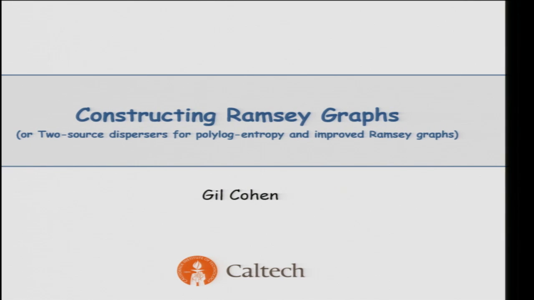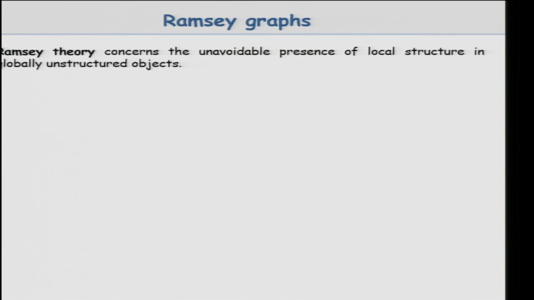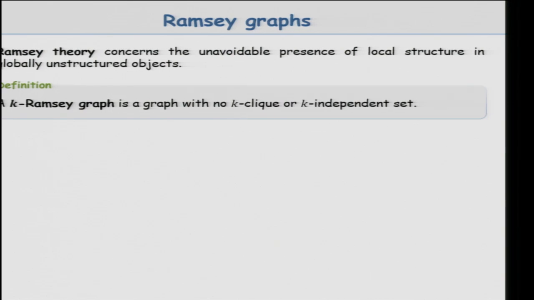So, okay. If you want to put in one sentence what Ramsey theory is, then maybe this would be a good candidate. This is the field that studies the unavoidable presence of small or local structure in globally unstructured objects. There are many examples of Ramsey theory results, the simplest of which is probably the pigeonhole principle, but maybe the most famous is the one introduced by Ramsey, implicitly in his paper.